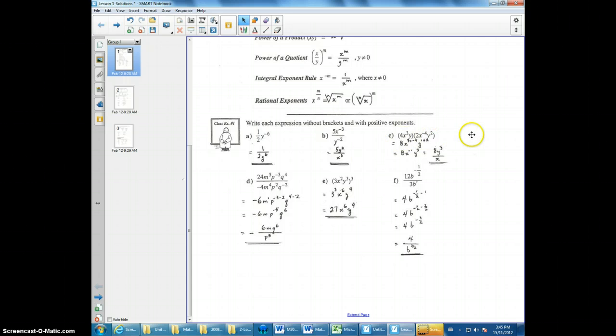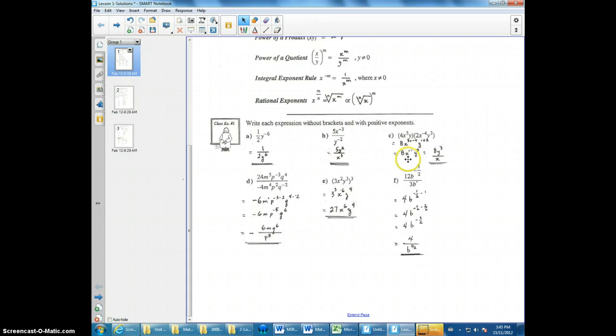What happens when we multiply? Well, we simply multiply the coefficients together. 4 times 2 is 8. x cubed times x to the negative 4 uses our product rule, so we add the exponents. 3 plus negative 4 is negative 1. And then y times y squared, that'd be 1 plus 2, which is equal to 3. And so we have 8x to the negative 1 y cubed.